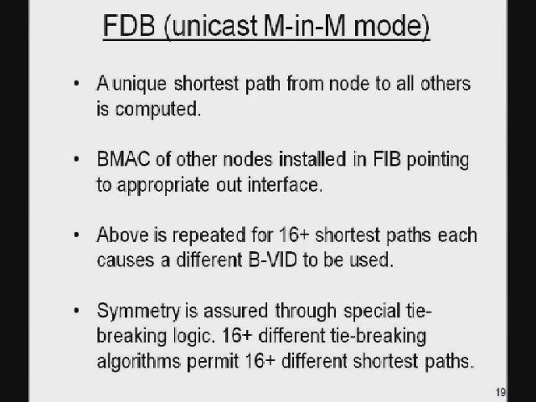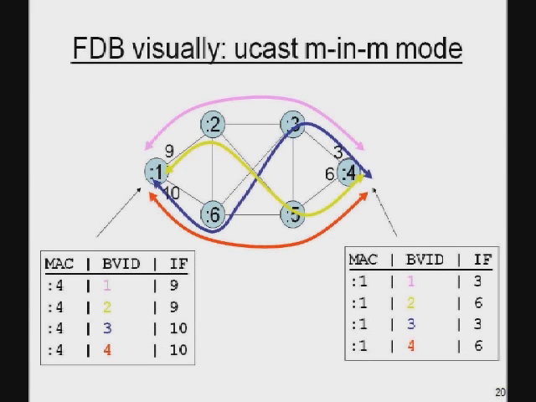We allow this to be repeated for 16 possible shortest paths, and so in a network you might theoretically use 16 BVIDs total, even if you had 1,000 nodes, to allow you 16 ECMP paths across the network. The symmetry of routing, which is one of the properties here, is assured through special tie-breaking logic, and the 16 different tie-breaking algorithms for equal cost shortest path allow us to produce 16 different, reasonably diverse routes.